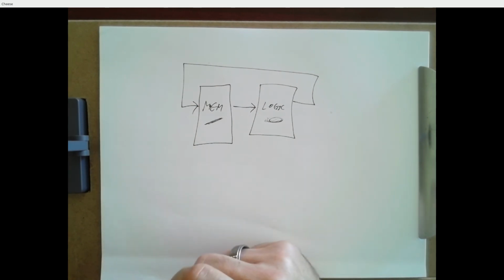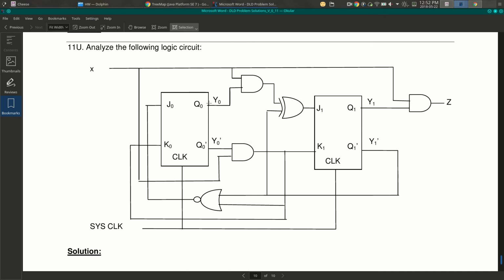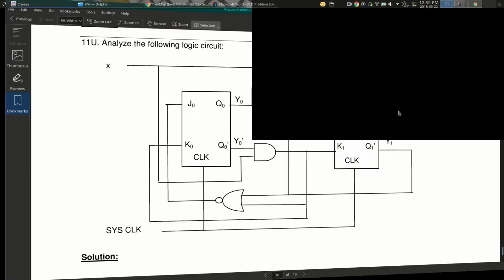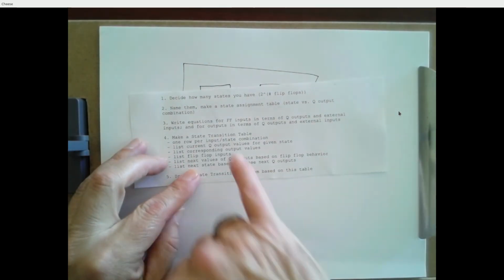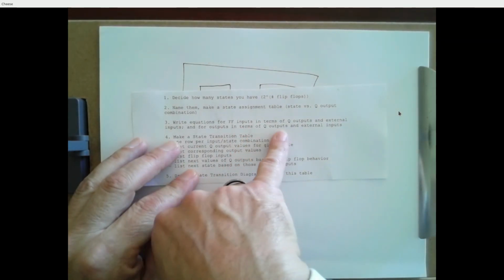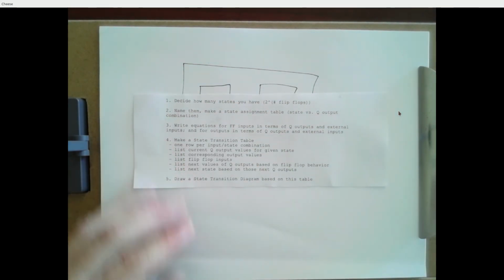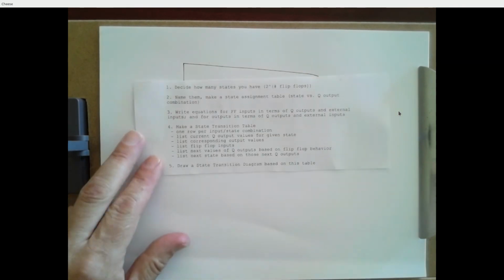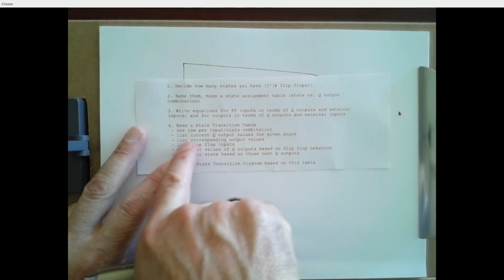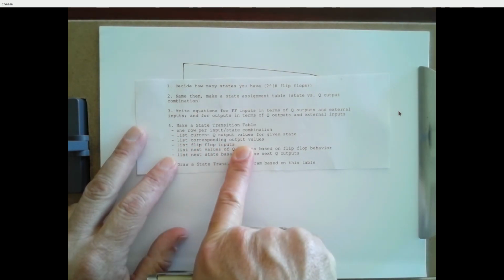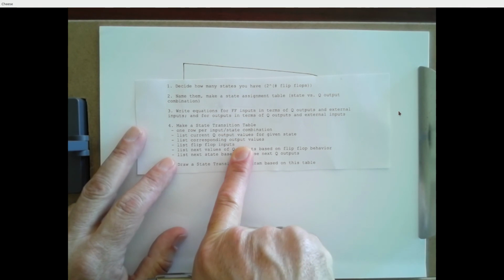I have a quick question on the homework. When we do the analysis, are we also supposed to be putting the outputs, like Z1, Z2? Yeah, so if you have outputs in here, then you want to include that. It's one of the earlier steps in here. So write equations for the flip-flop inputs and also for the outputs, in terms of the Q values and the external inputs. So you're going to use that equation to list the corresponding output values in your transition table. And then I'll show you after break where to put those in the state diagram.